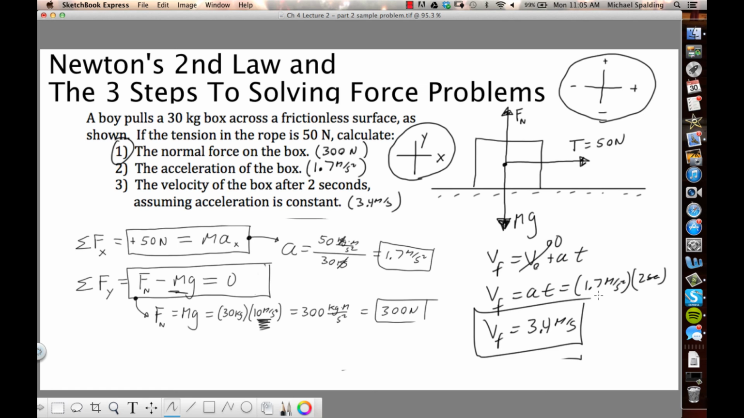All right, so again, the 3 steps: free body diagram, sum the forces for x and y, and then solve the algebra.